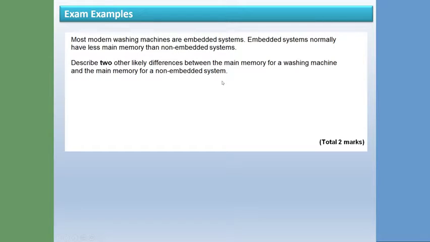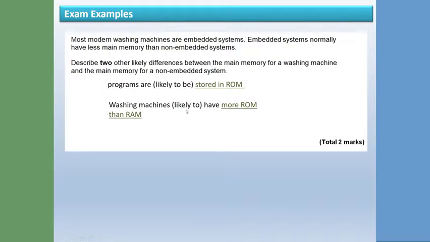Describe two other likely differences between the main memory, the RAM, for a washing machine, and the main memory for a non-embedded, so a desktop computer. Okay, so the two likely differences. Well, firstly, programs that are stored on a washing machine will be stored in ROM. The reason for that is we don't want to change them. If we change the instruction for a washing cycle, we could knacker the washing machine. It may not carry out the wash cycle which it's designed to do. Okay, so they don't want us to do that, so they store that program in ROM, read-only memory.